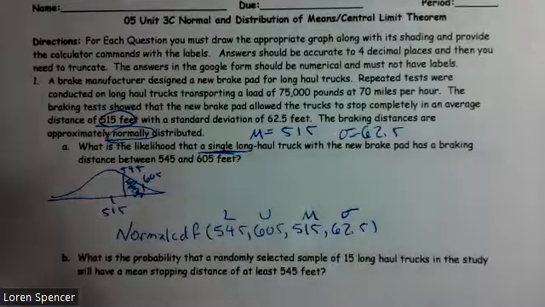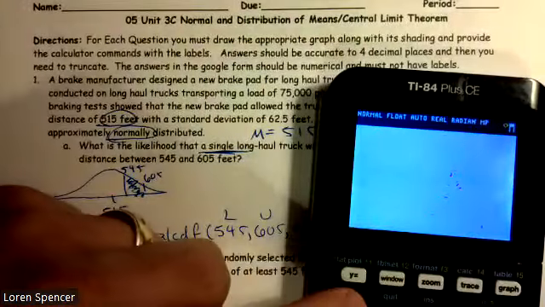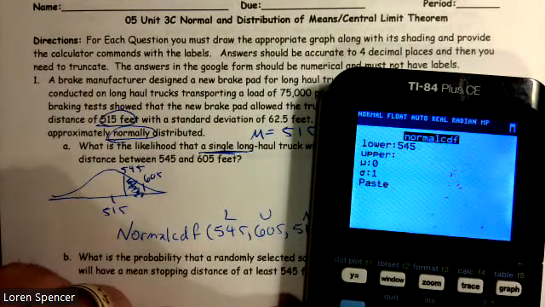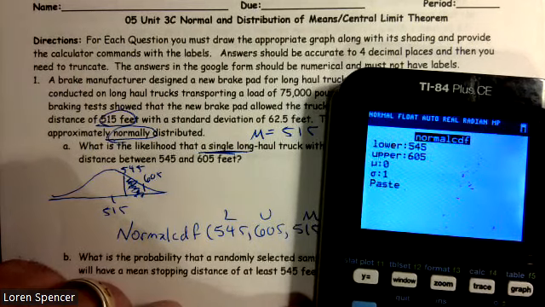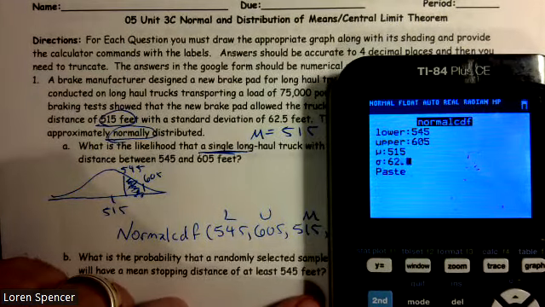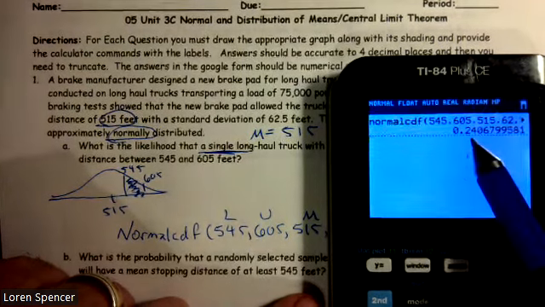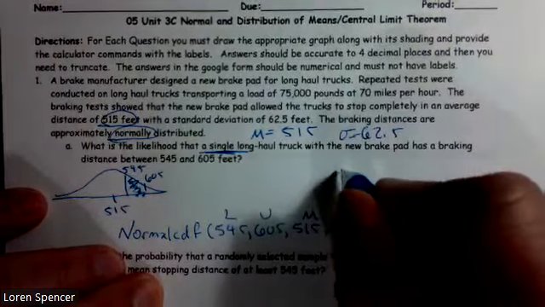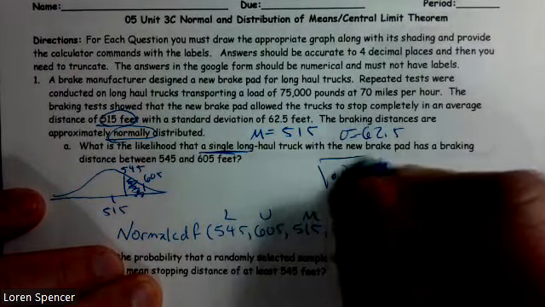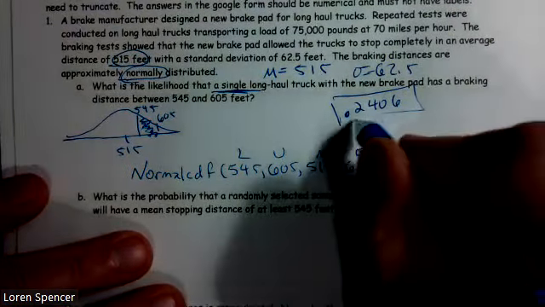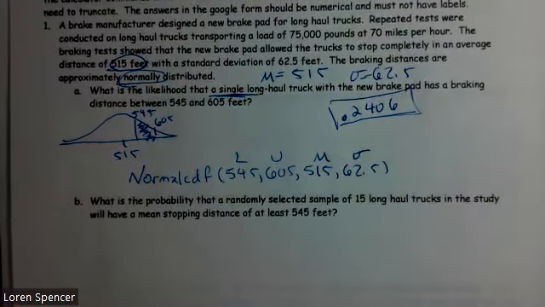So let's go to our calculator and get that in there. Second vars, normal CDF, lower 545, upper 605, mean 515, standard deviation 62.5. And we end up finding this is about 24%, so 0.2406. All right, and you need to have the picture, the calculator commands, and then of course the resulting probability.